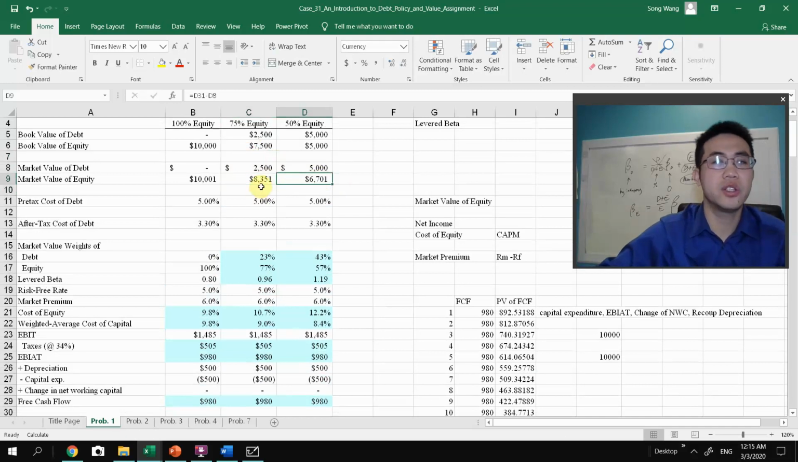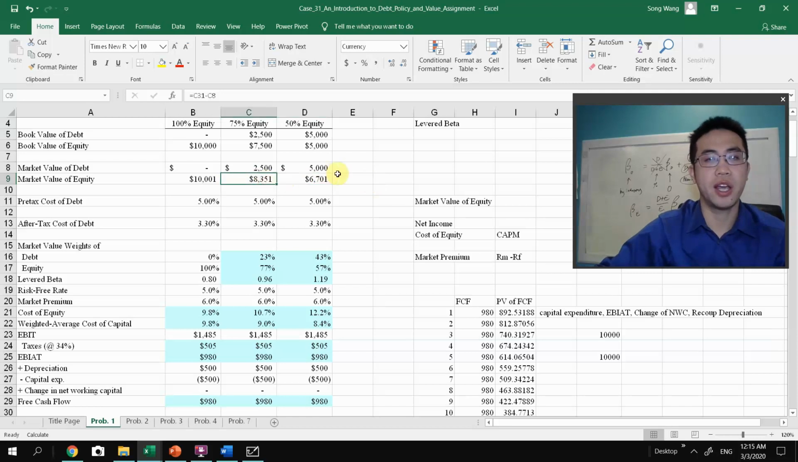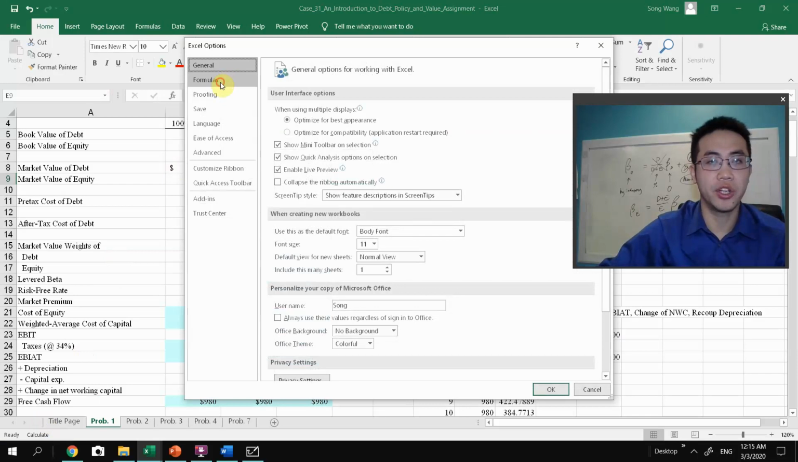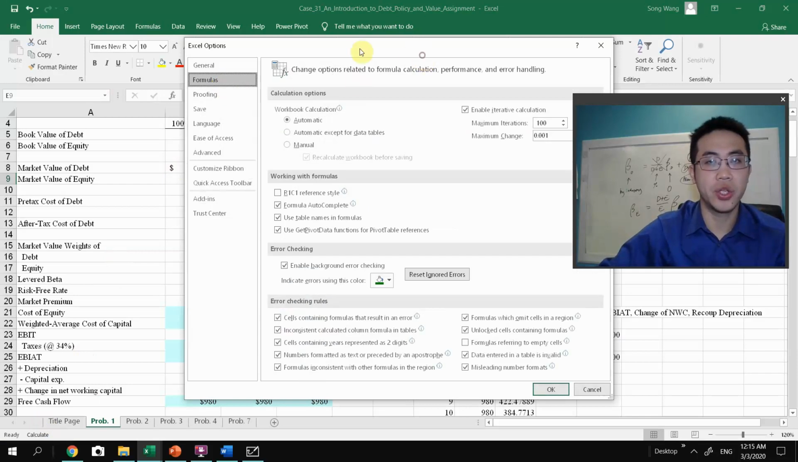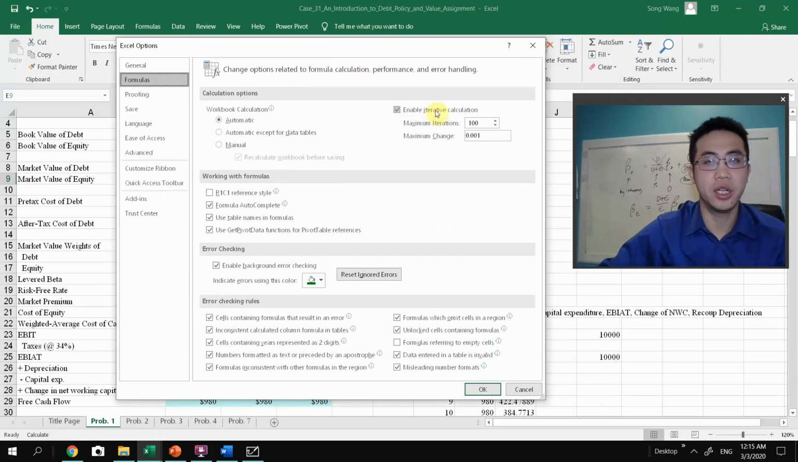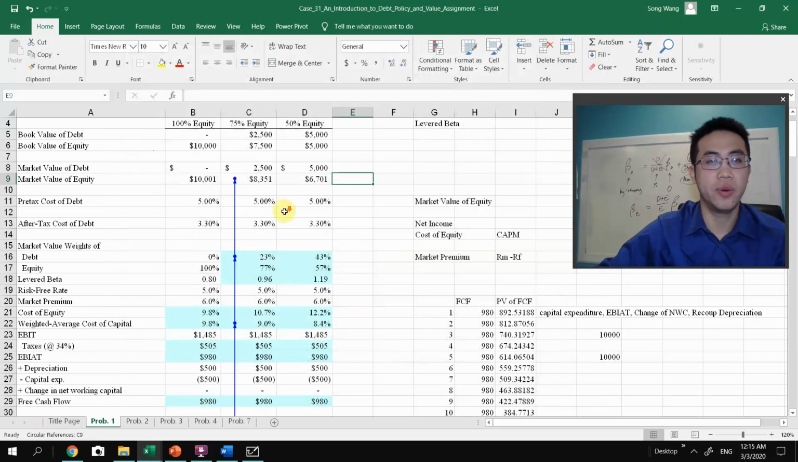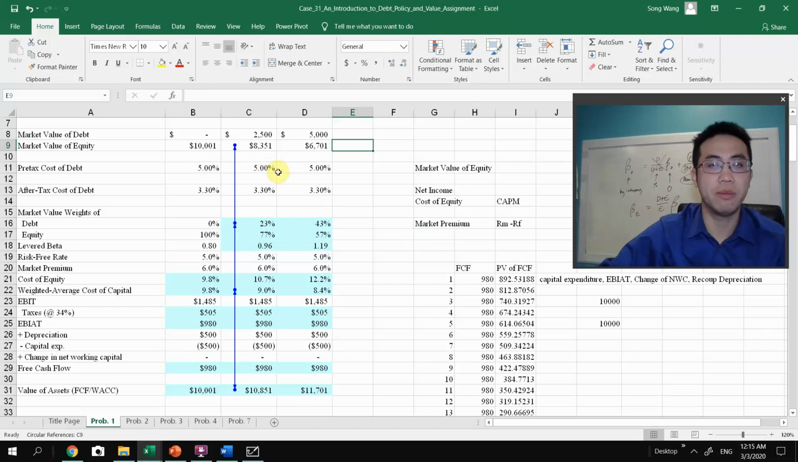As you can see, there's only $1 off because the textbook has some rounding issues, and my number is more exact. So if you had a problem of iteration, be sure to check options, okay, and check formulas, and make sure this part is enabled. If you disable that, you will have a self-iteration problem.